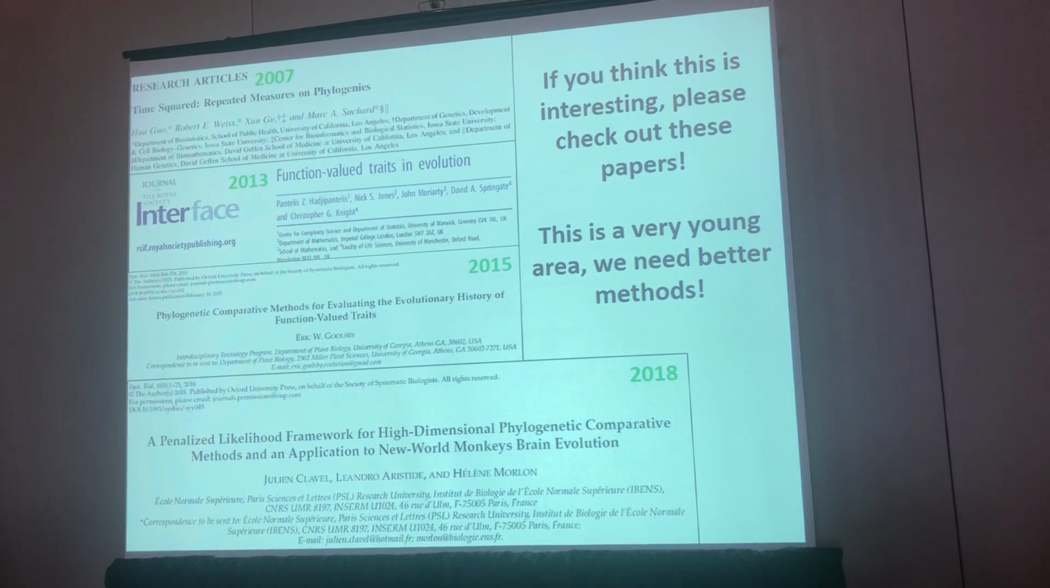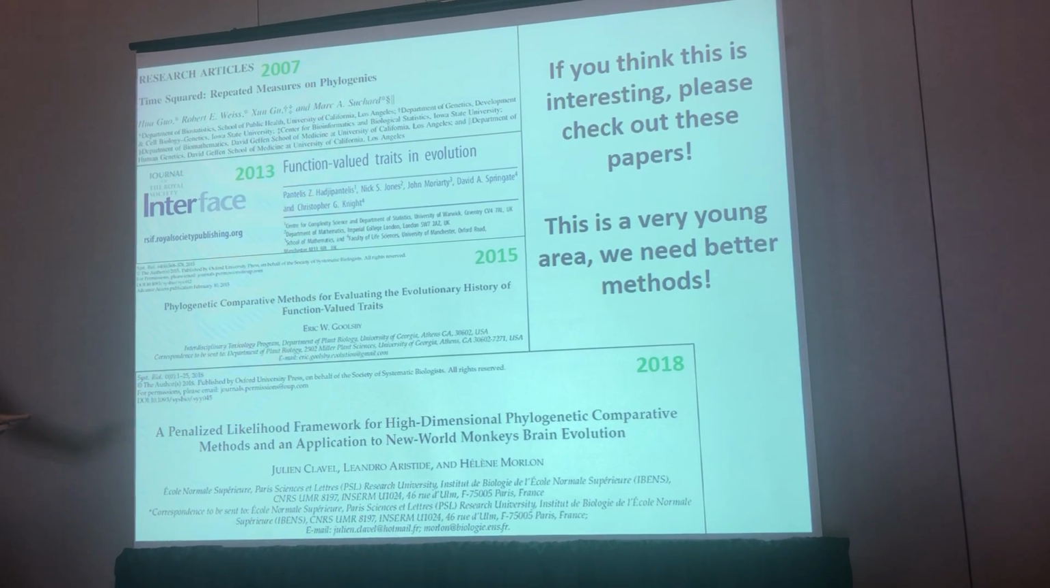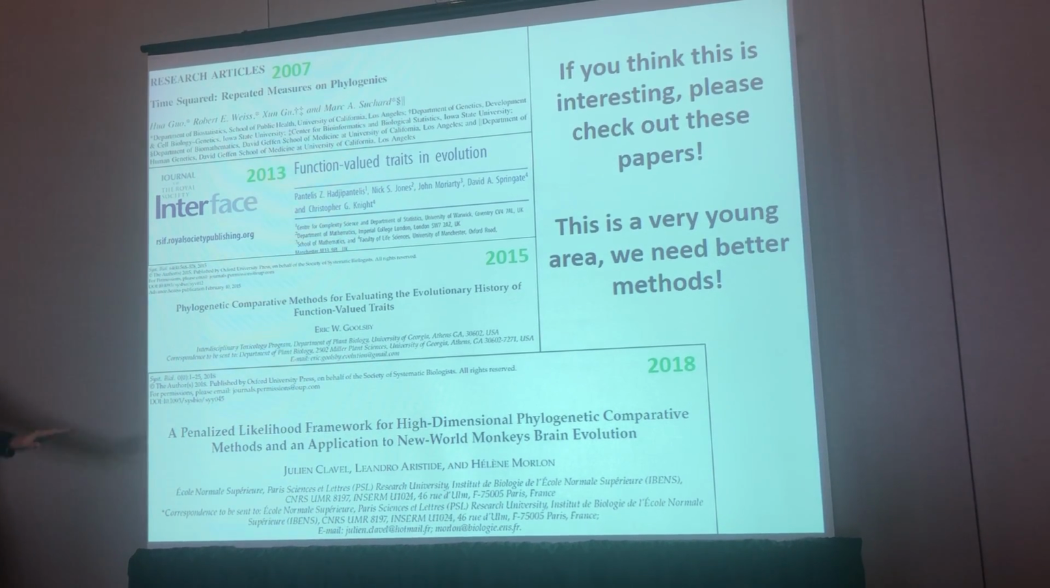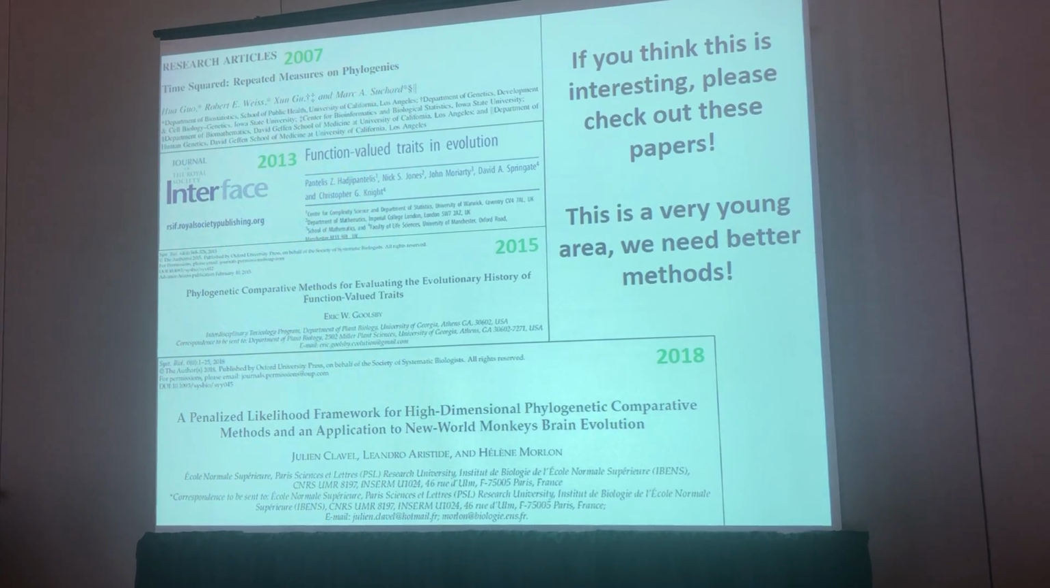And with that, I just want to say, if you think this is interesting, please check out these papers. And if you're a phylogenetic comparative methods person, or one who thinks about maybe improving those, we need more methods. This is a very young area, so help. And with that, I'll take questions.